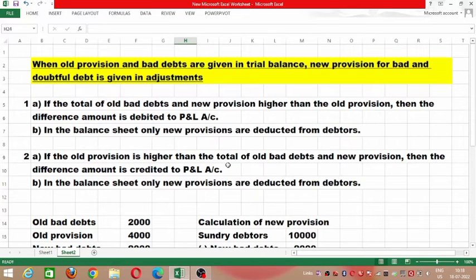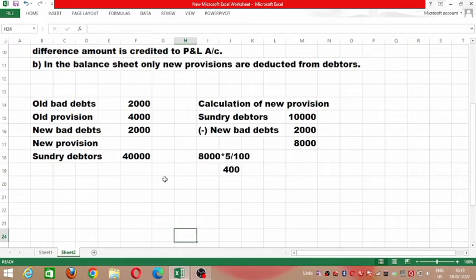In this problem, exactly that: they have given old provision and old bad debts in the trial balance, and the new provision at a rate in the adjustment. So if old bad debts and new provision are higher than the old provision, then the difference amount is debited to the P&L account. In the balance sheet only the new provision is deducted from debtors. Or else, if the old provision is higher than the total of old bad debts and new provision, then the difference amount is credited to the P&L account, and in the balance sheet only the new provision is deducted from debtors. So for this purpose we need to do all the calculations.